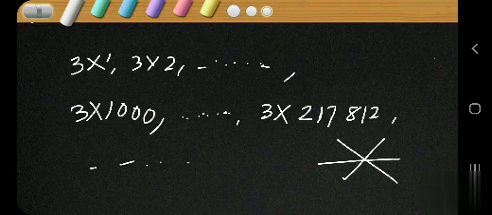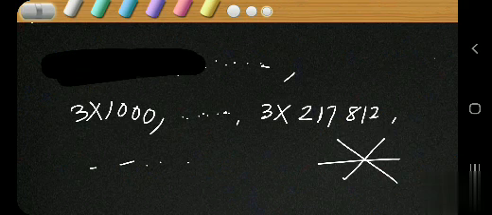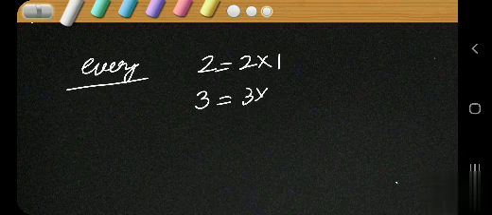Now, we are going to discuss one more property of multiples. That means 1 is a factor of every number, and every number is a multiple of 1. Why? Every number is a multiple of 1 means, let's discuss. 2 can be written as 2 into 1, isn't it? 3 can be written as 3 into 1, isn't it? 1000 can be written as 1000 into 1, isn't it?